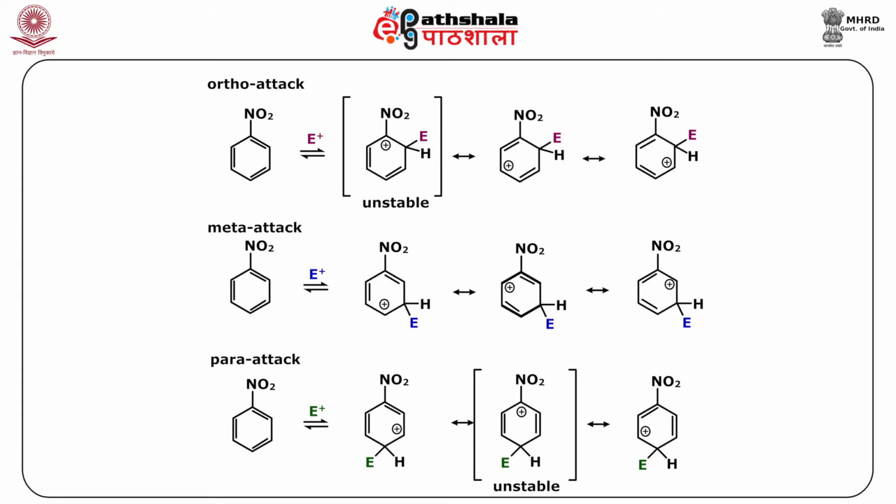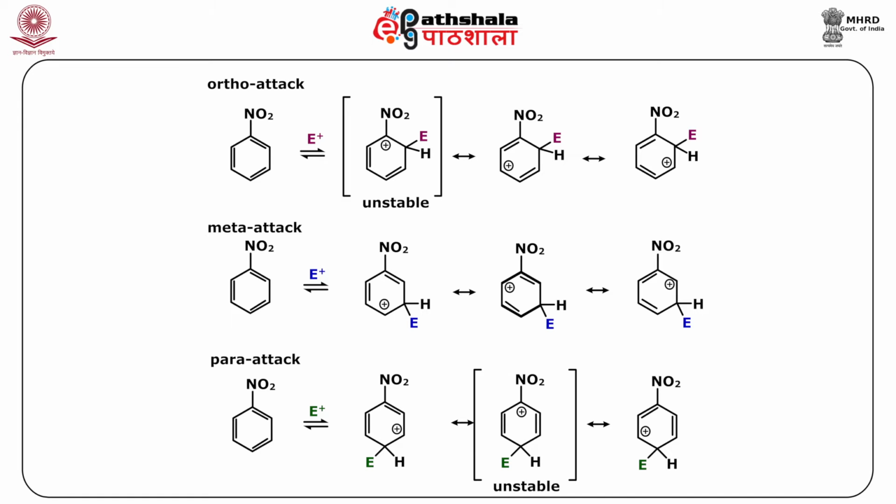Second is by comparing the stability of the Wheland intermediates. Now you can see, in the ortho attack, the positive charge is on the carbon which is next to the nitrogen, thus making it unstable. In case of meta attack, there is no such positive charge on the carbon which is directly attached to the nitrogen of the nitro group. Thus, it is relatively stable.